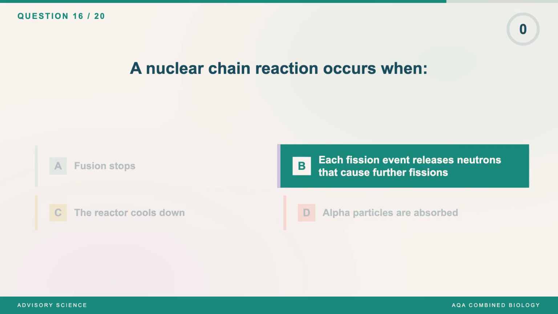The answer is B. Each fission event releases neutrons that cause further fissions. Neutrons from one fission hit other nuclei, causing more fissions and more neutrons in a self-sustaining chain.